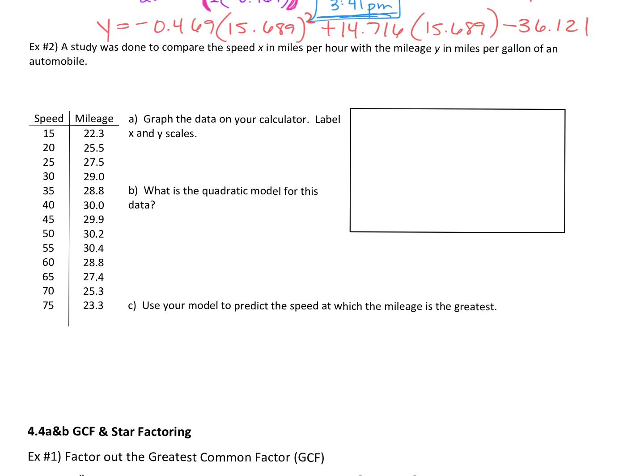Okay, now read part C. It says use your model to predict the speed at which the mileage is the greatest. What are you finding? The vertex, but do you need the whole vertex? You only need X, right? All they asked you for is predict the speed where the mileage is the greatest. Well, you could find what greatest mileage there is, but it doesn't ask you what is that greatest mileage, right? So all you need to find here is your X.